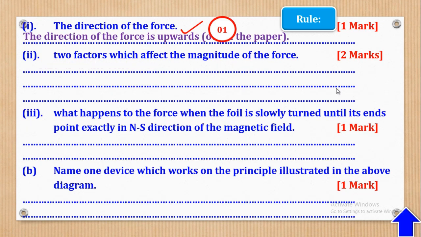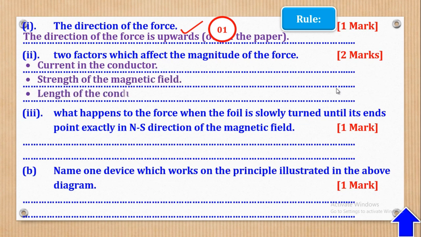Now part 2 says that they want you to state 2 factors which affect the magnitude of the force. So the factors will be the current in the conductor, strength of the magnetic field, and length of the conductor in the field. So any 2, you get yourself the 2 marks. So now we shall go to Roman 3.